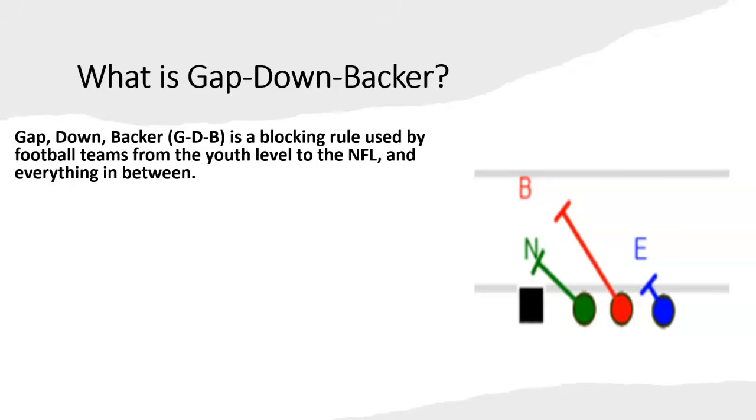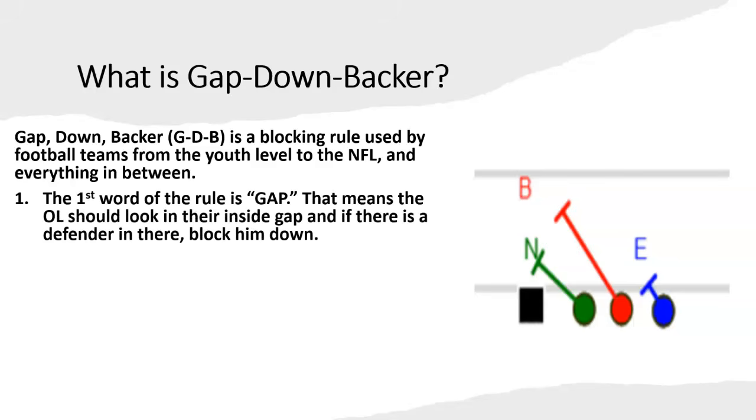All right, what is gap down backer? Real simple, gap down backer, or as I like to call it, GDB, is a blocking rule used by football teams all the way from the littlest players to the biggest boys, the ones who just got through playing last Sunday in the Super Bowl. That was 2023 for you people in the future. Gap down backer is used at every level. Why? Because it's so effective. High school, college, middle school, everything in between, the NFL and Pee Wee League runs gap down backer.